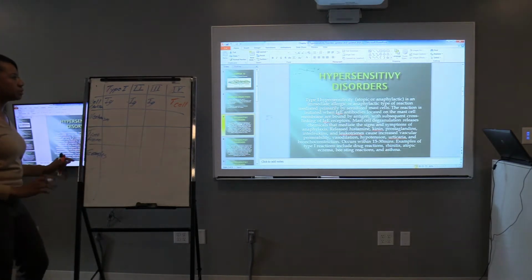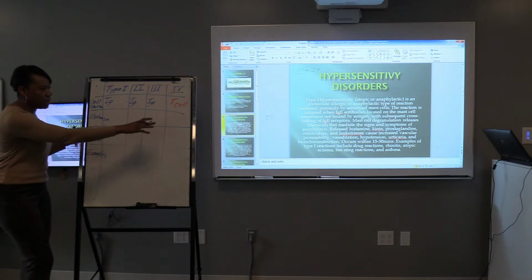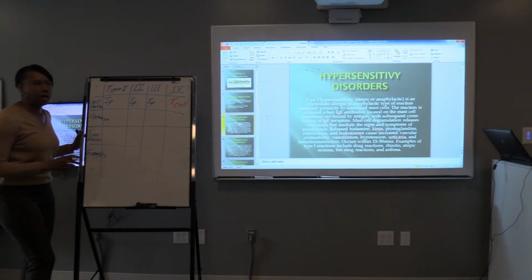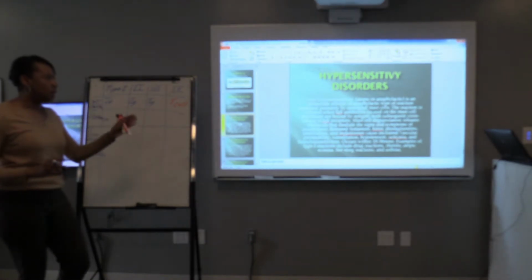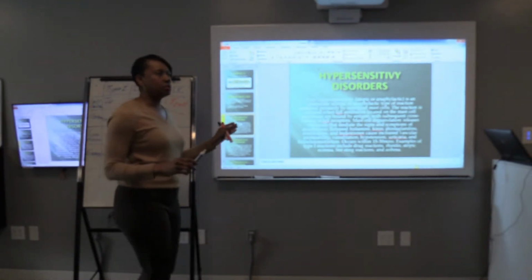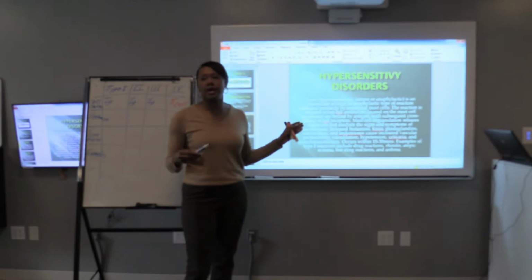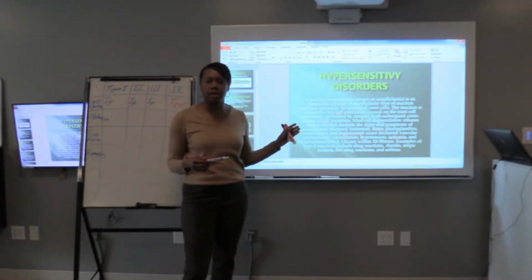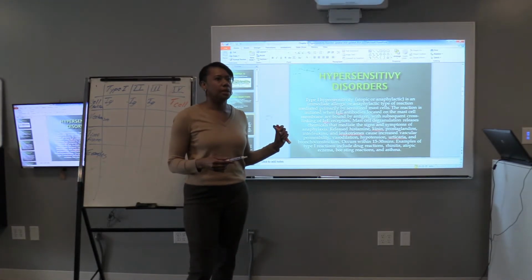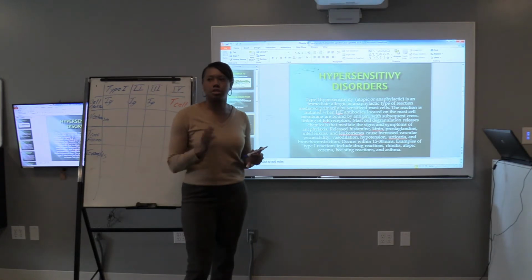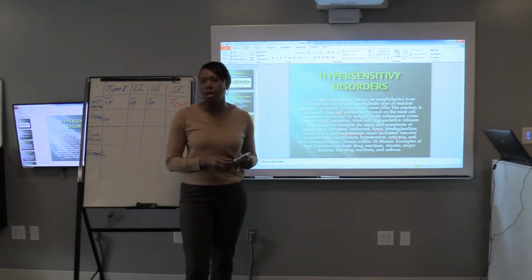So under examples, please make sure that you memorize the examples that are listed here. I will tell you right now for type 1, type 1 is usually the most common type of hypersensitivity that we have, out of the 4. And one of the reasons why is because it is associated with allergic reactions.